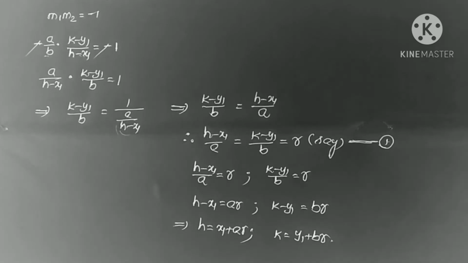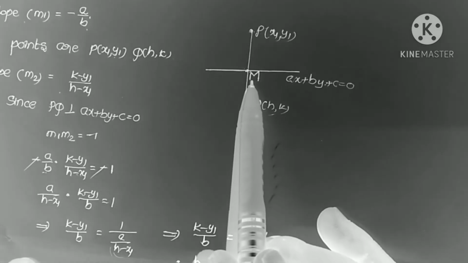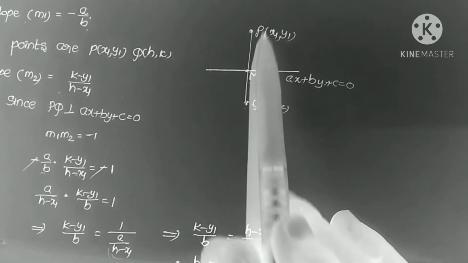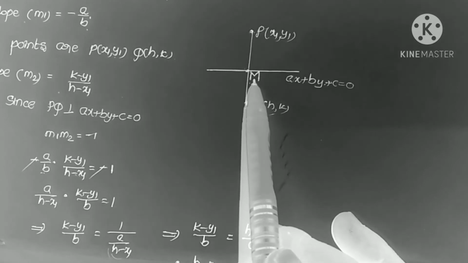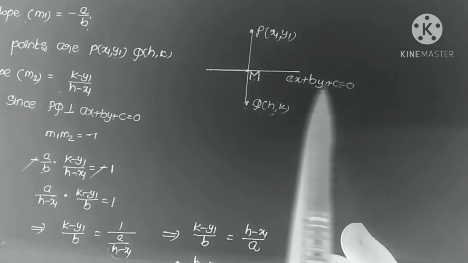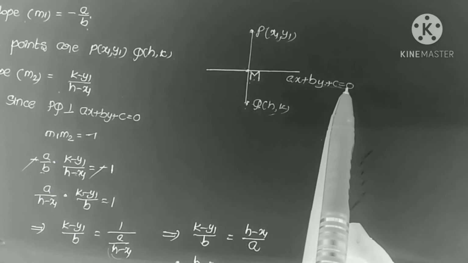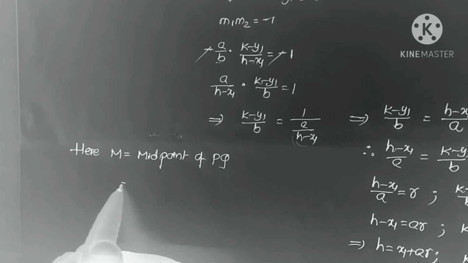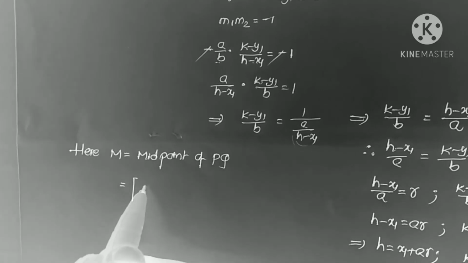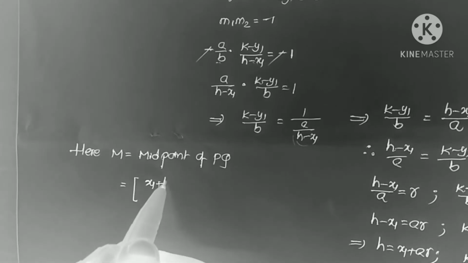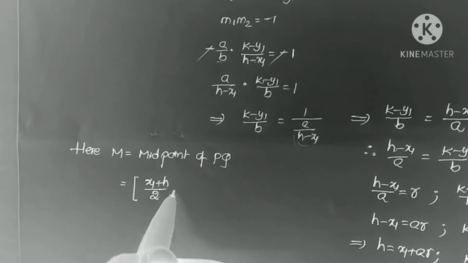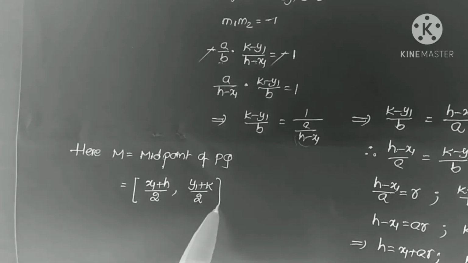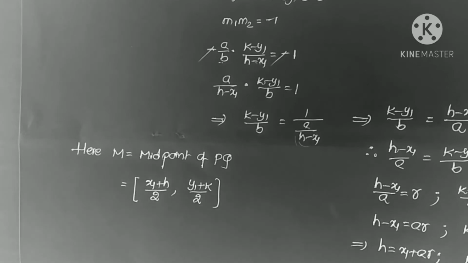Now these are the values of h, k. Here M is nothing but the midpoint of PQ. So first we find the midpoint of PQ, and we substitute that point in the line ax + by + c = 0 to get the remaining answer. So M = midpoint of PQ = ((x1 + x2)/2, (y1 + y2)/2), that is ((x1 + h)/2, (y1 + k)/2). Here the first point is (x1, y1) and the second point is (h, k).